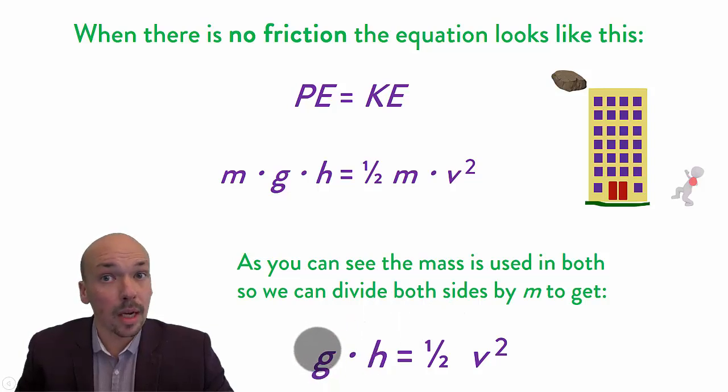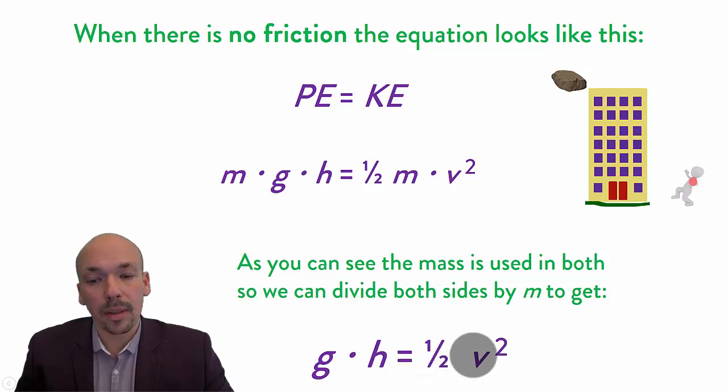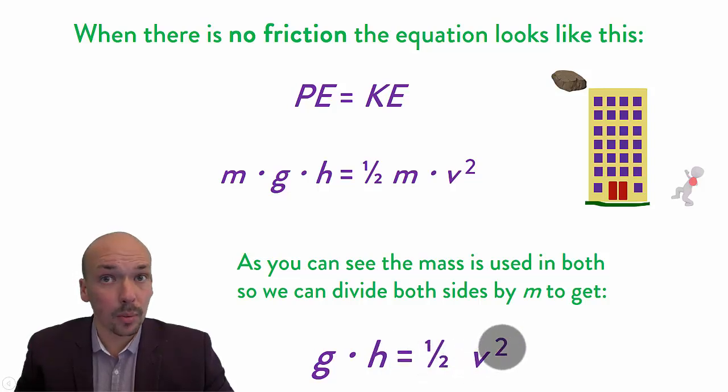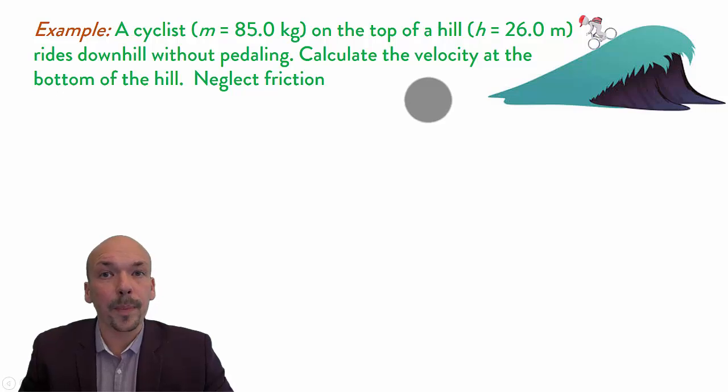With no friction you can use this one: 9.8 multiplied by the height equals a half multiplied by the velocity squared.